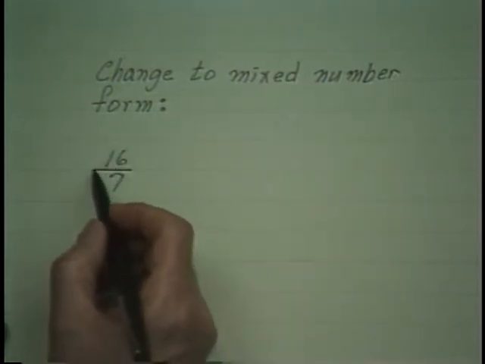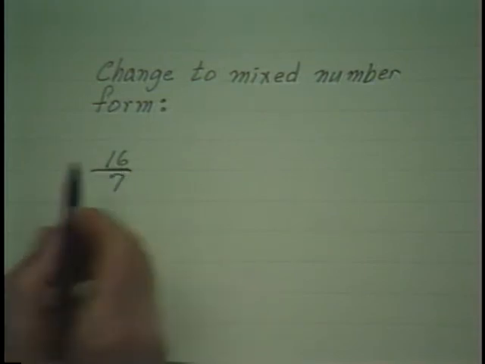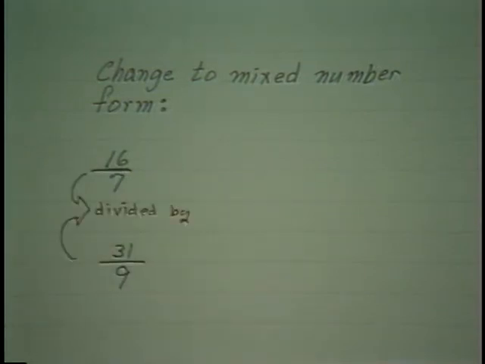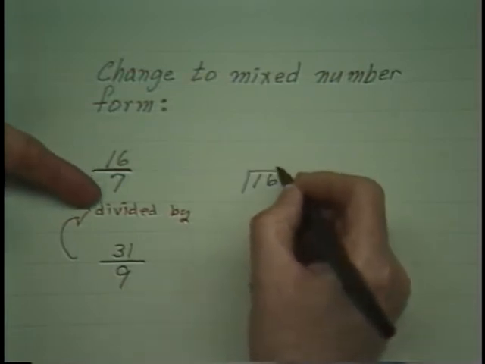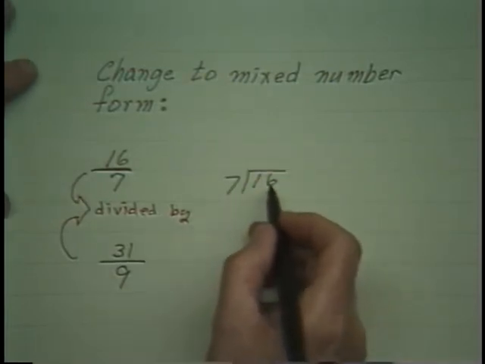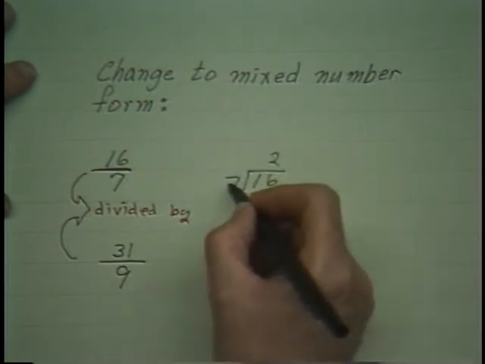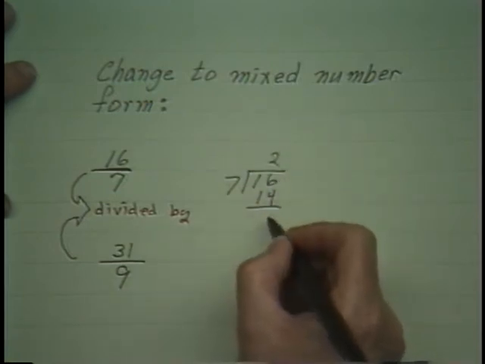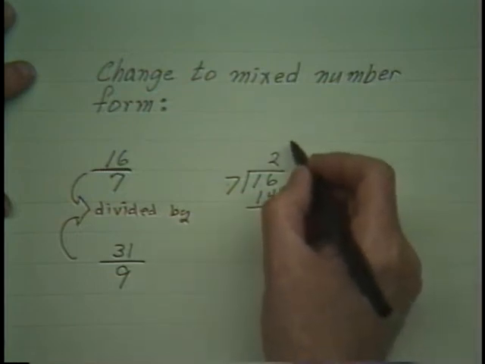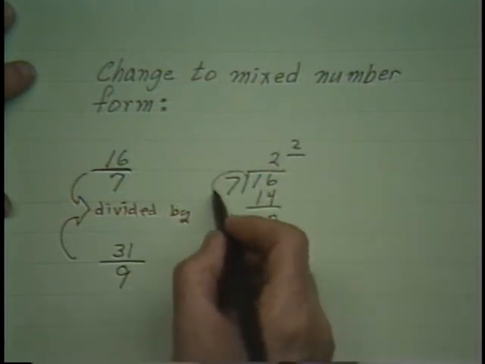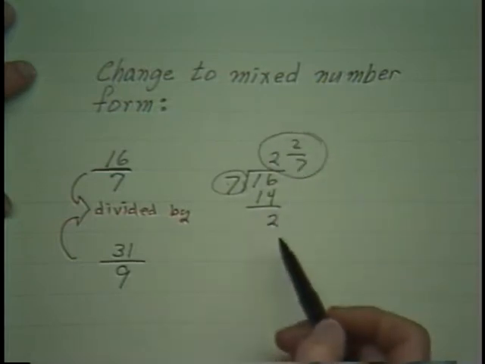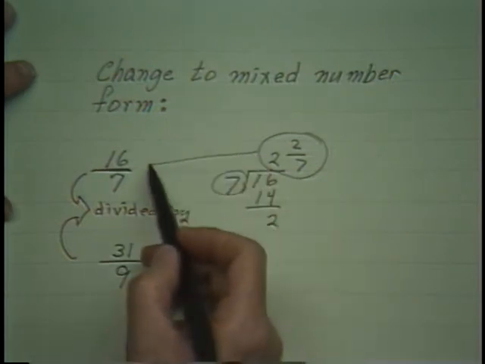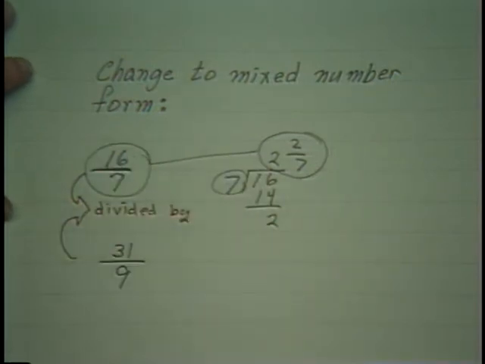All we need to do is recall this fraction bar means divided by. So we simply do it. 16 divided by 7. 7 goes into 16 twice. 2 sevens is 14. Subtract, the remainder is 2. So I write the remainder over the divisor. So 2 and 2/7 is a mixed number way of saying 16/7.